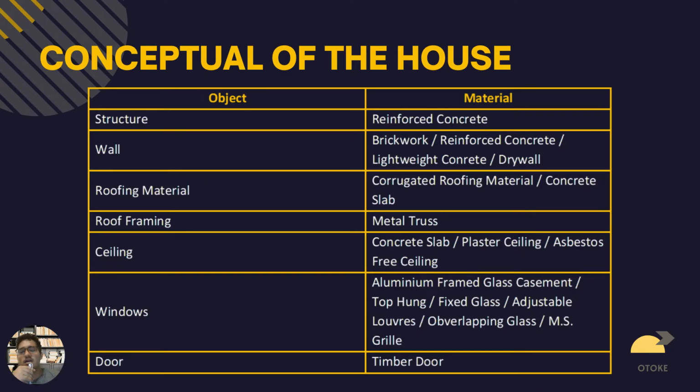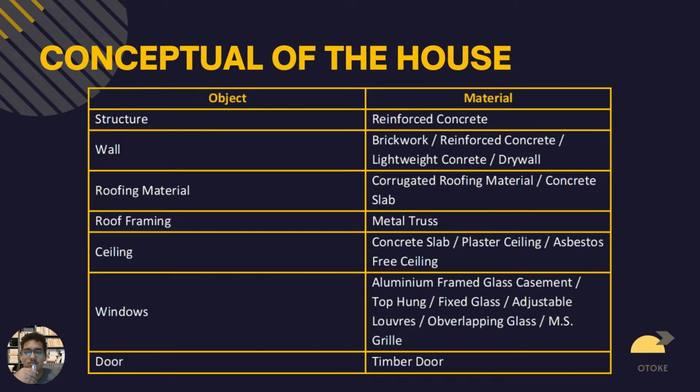Hi, my name is Khalid Hamoud Muhammad Al-Sayyaghi, and I'm going to talk about the conceptuals of the house. First part, the structure is made up of reinforced concrete. The walls are made up of brickwork, reinforced concrete, lightweight concrete, and drywall. The roofing material is corrugated roofing material and concrete slab. The roof framing is metal truss. The ceiling is concrete slab, plaster ceiling, and asbestos free ceiling.